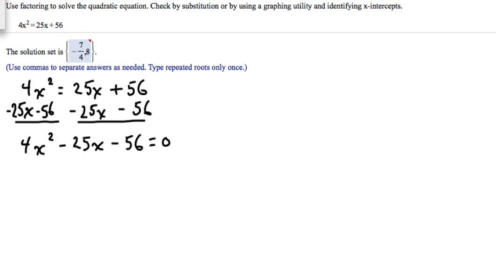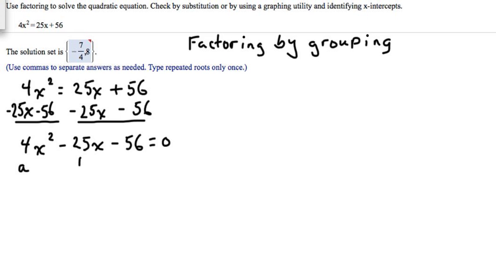Now, the thing that makes this a little bit more difficult than a usual factoring problem is that the coefficient is not 1, and these terms are not divisible by this leading coefficient here. So what we're going to do is use a method called factoring by grouping. Alright, so next thing we're going to do is identify, we have our A, which is 4, our B, which is negative 25, and our C, which is negative 56.